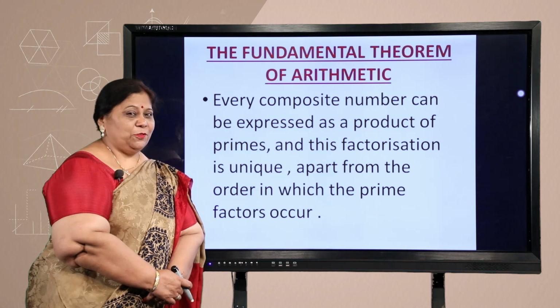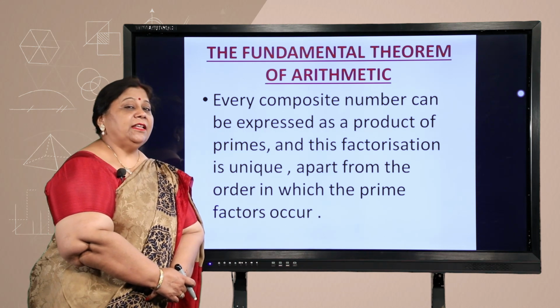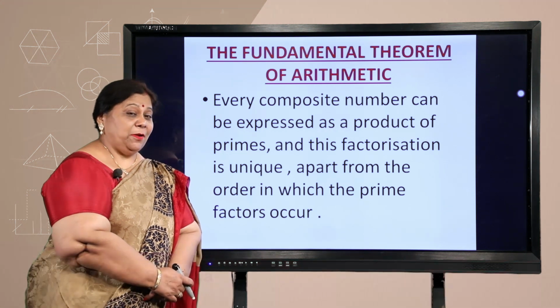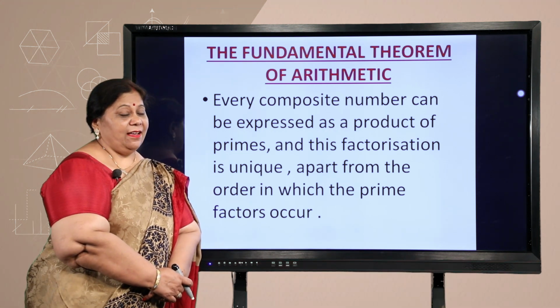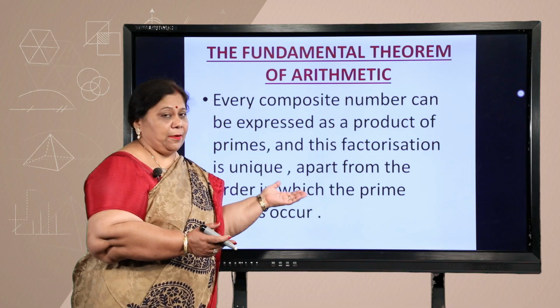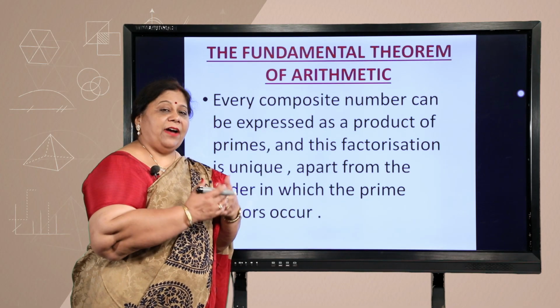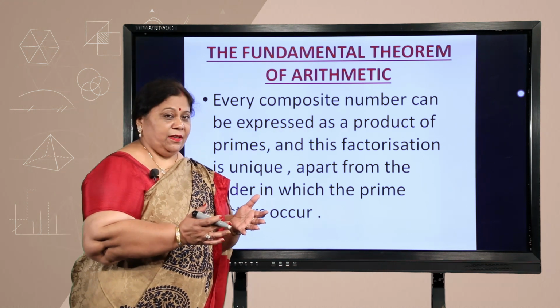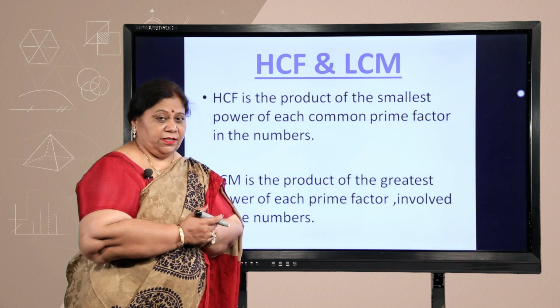Dear students, today we shall learn about the fundamental theorem of arithmetic. What does the fundamental theorem of arithmetic say? It says that every composite number can be expressed as a product of primes, and this factorization is unique irrespective of the order in which they occur. That means, if I find out the factors of any number, they are going to be unique. Only the order can change.